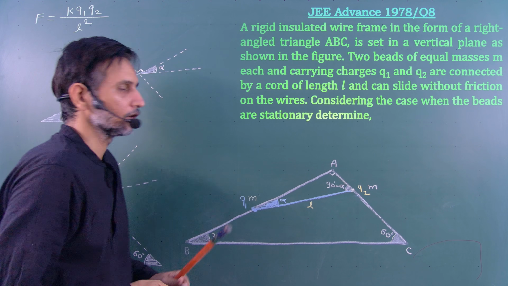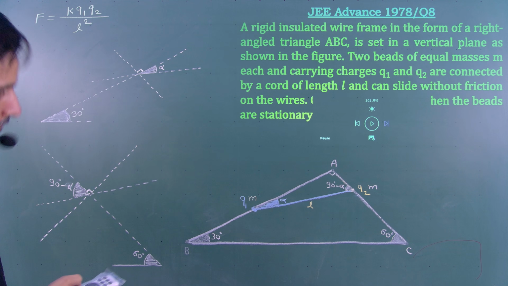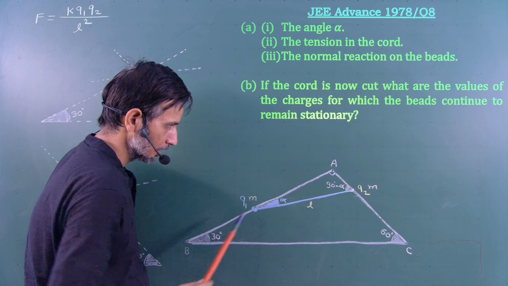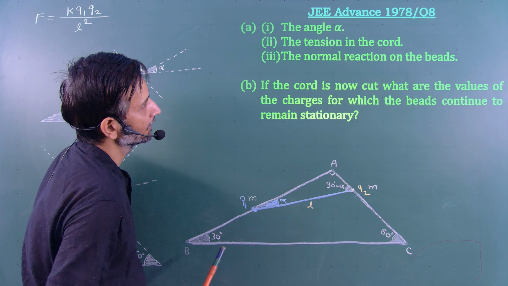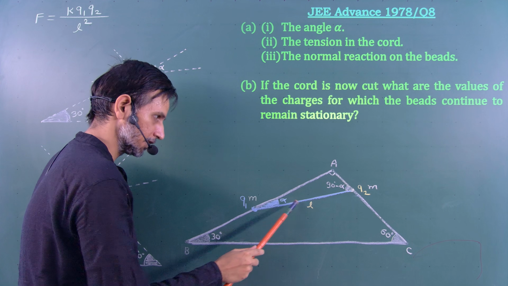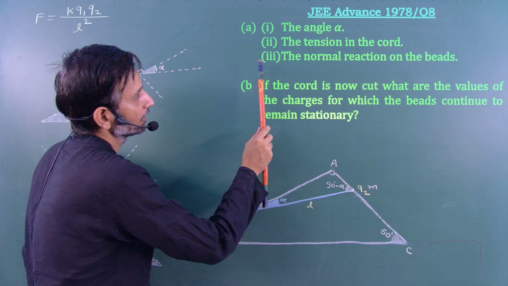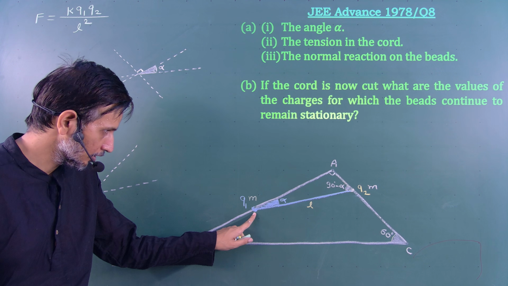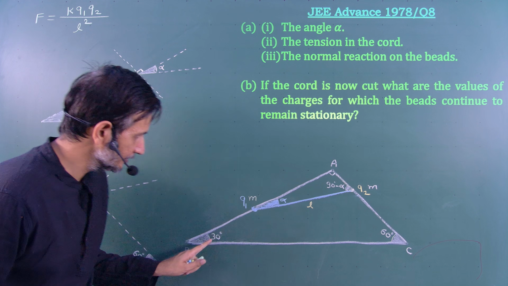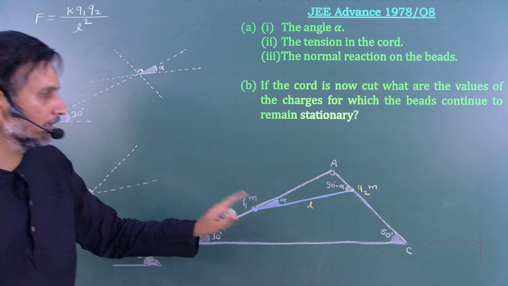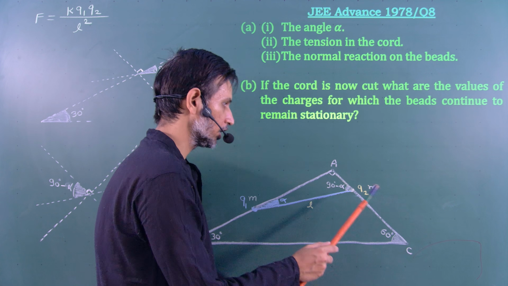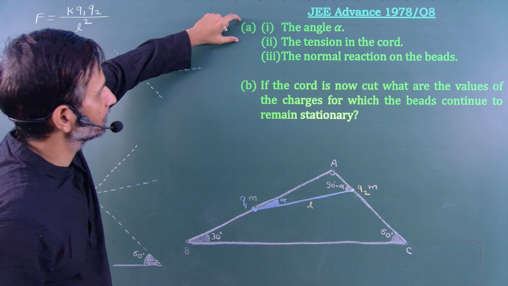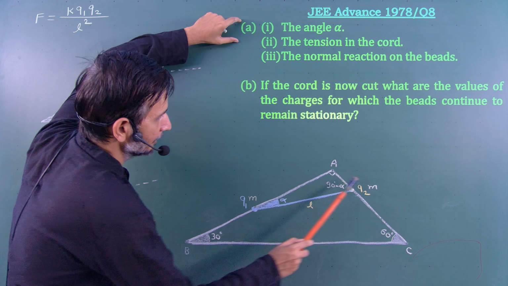We have to determine the following things. First, calculate the angle alpha. So we have to find out this angle alpha. Second, the tension in the cord. Third, the normal reaction on the beads. There is a normal reaction on this bead from the wire frame AB. We have to calculate that normal. The AC wire frame also applies a normal to Q2. We have to calculate that normal. So in the first part we have to calculate alpha, tension, N1 and N2.